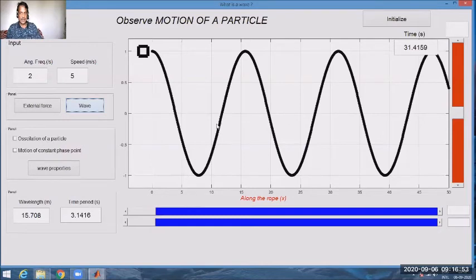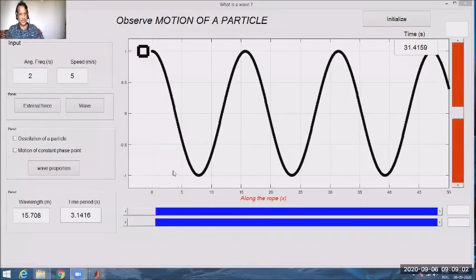Time period is time taken by each particle on the rope to complete one oscillation, and frequency is a related quantity to time period. So 1 over time period is frequency, and 2 pi into frequency is angular frequency.